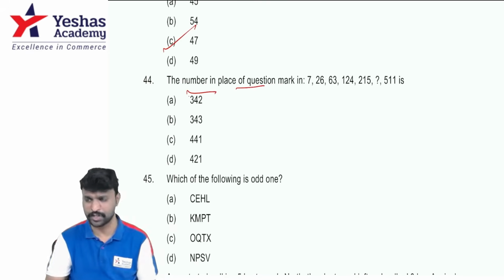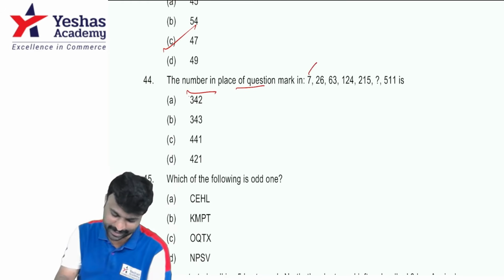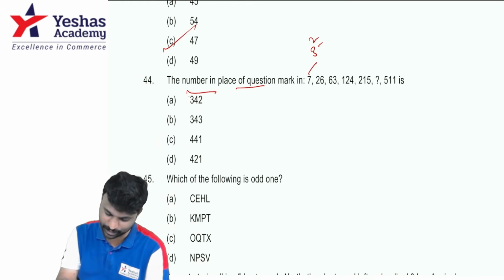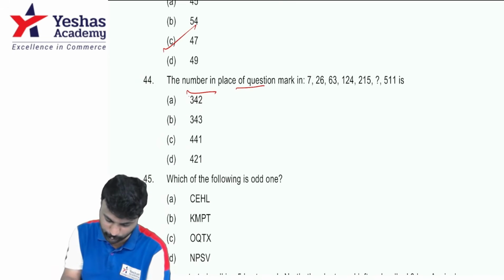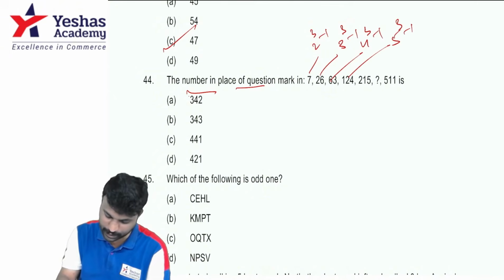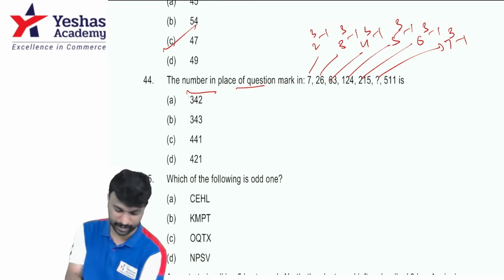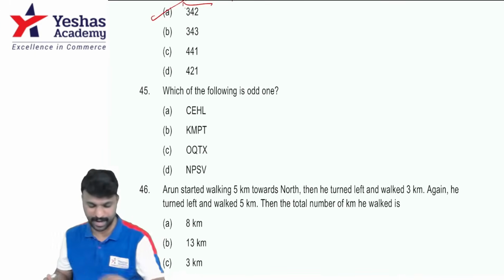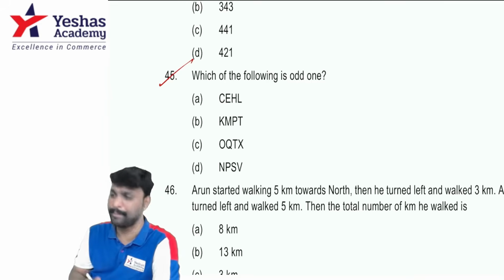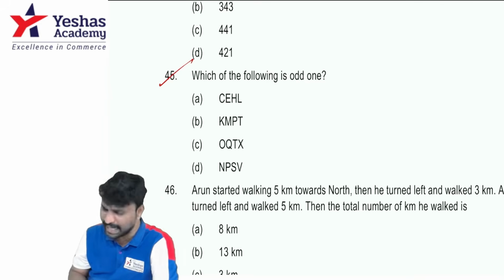The number in the place of the question mark, a Laddu question. Guys, this is 2 cube minus 1, correct? This is 3 cube minus 1. This is 4 cube minus 1. This is 5 cube minus 1. 6 cube minus 1. And the next number should be 7 cube minus 1. 7 cube is 343 minus 1 is 342. Option A is the right answer. Guys, this is one of our practice questions in the material.